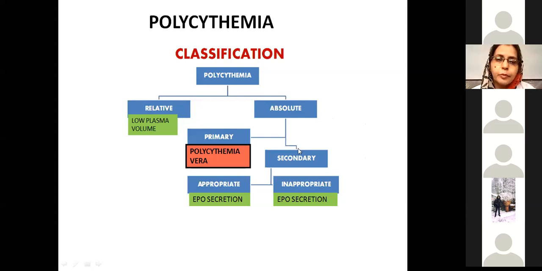In secondary absolute polycythemia, there is erythropoietin secretion, which is either appropriate, that is responding to normal hypoxia, or it could be excess production due to some erythropoietin secreting tumors. However, in primary absolute polycythemia, due to certain mutation, the production of red cells becomes independent of the effect of erythropoietin. So excess cells are being produced without an increase in the erythropoietin secretion.